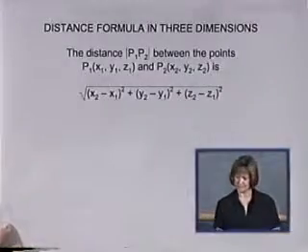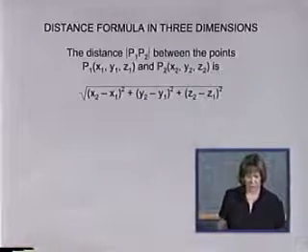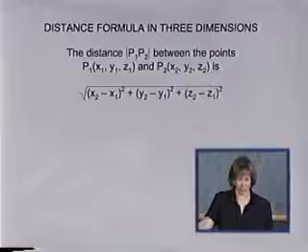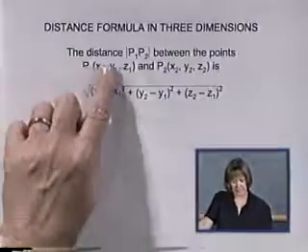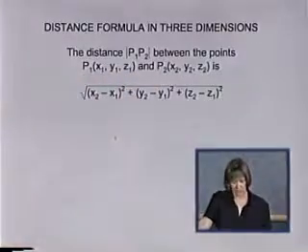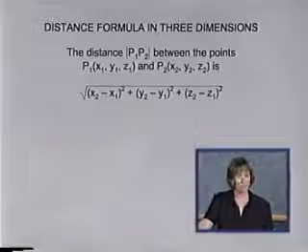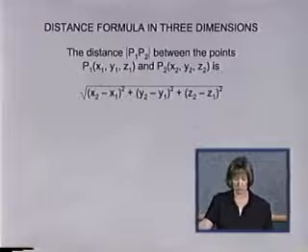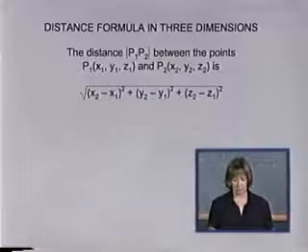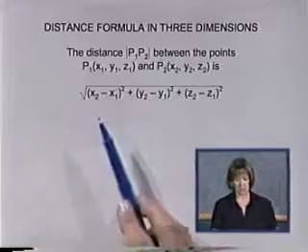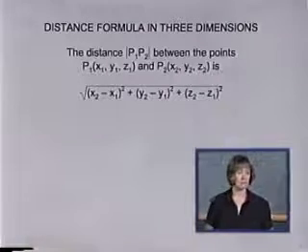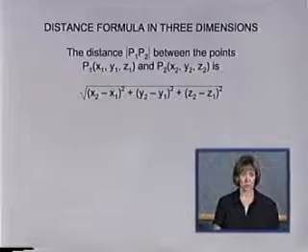All right. We want to derive a quick formula, the distance formula in 3 dimensions. This is in your textbook in section 13.1. It says the distance P1, P2 between the points P1, which are x1, y1, z1, and P2, whose coordinates are x2, y2, z2, is given by the formula square root of x2 minus x1 squared plus y2 minus y1 squared plus z2 minus z1 squared.